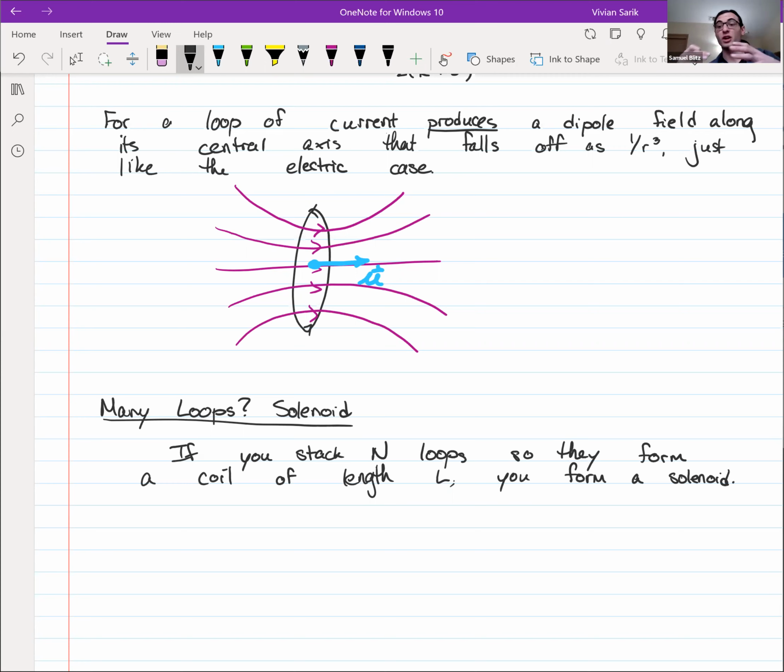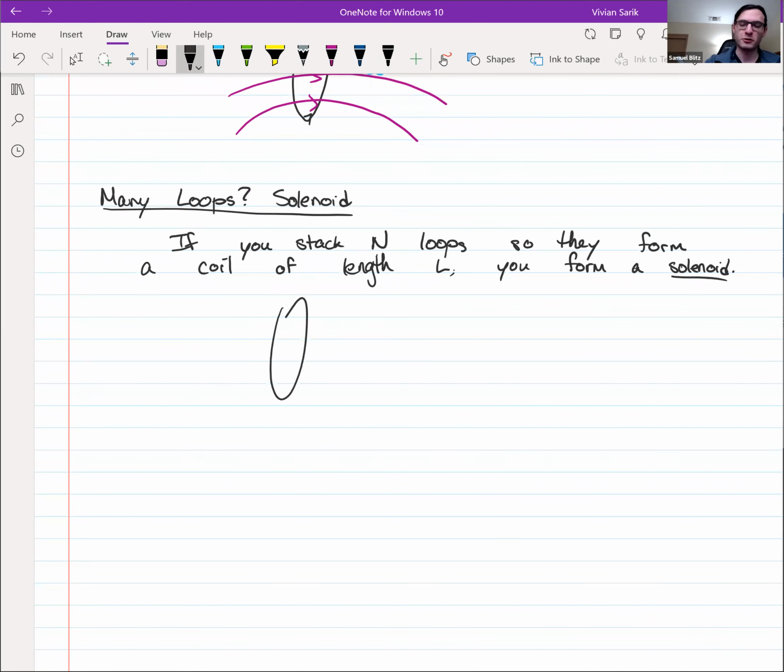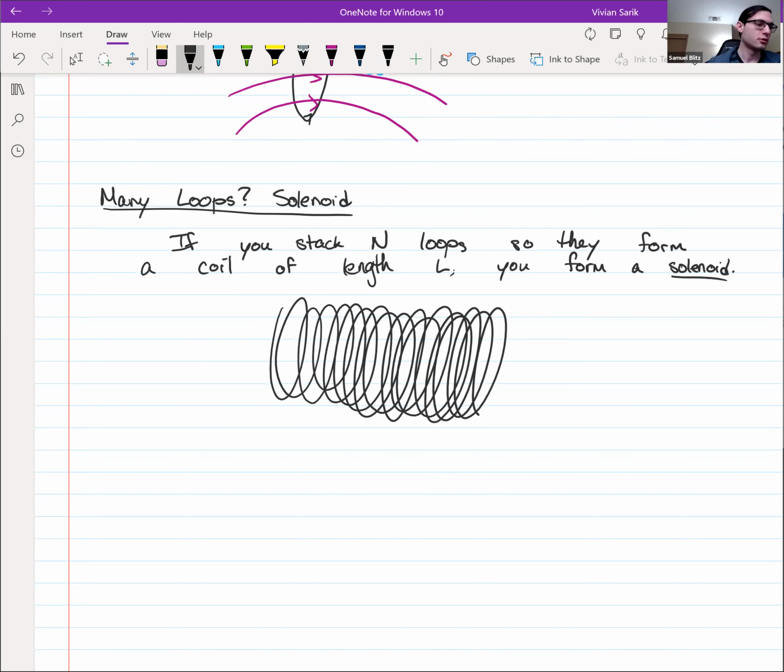And that's basically equivalent to just taking a whole bunch of loops and stacking them on top of each other. They're effectively the same. So the picture here, and this is going to be a terrible drawing, is just a big coil of wire with length L, and it has, say, n turns. That's the language that'll often be used. A solenoid has so many turns. It turns around so many times.